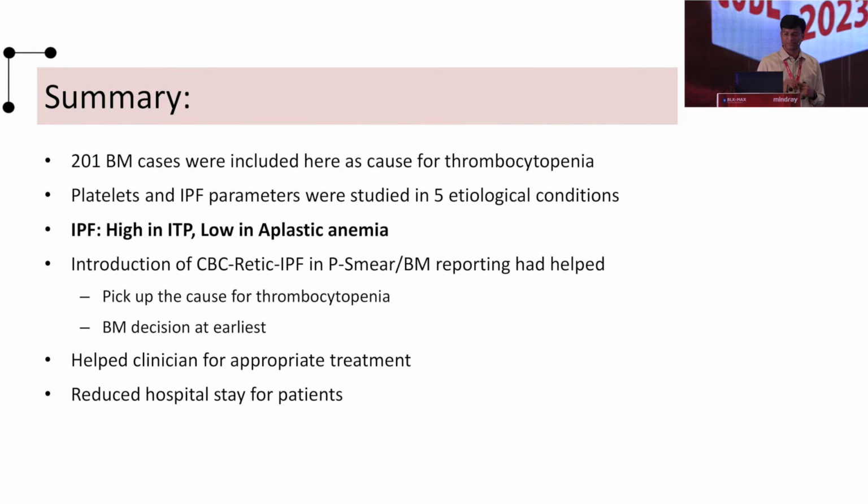And in summary, we studied around 201 bone marrow cases as a cause of thrombocytopenia, and we divided them into 5 etiological conditions, and we found that IPF is really high in ITP and is low in aplastic anemias. And with the introduction of CBC, retic, and IPF, peripheral smear and bone marrow have helped me to pick up a certain cause for this thrombocytopenia, and we could advise the bone marrow biopsy or aspiration at the earliest. And this has helped the clinician with appropriate treatment and so as to reduce the hospital stay for the patients.